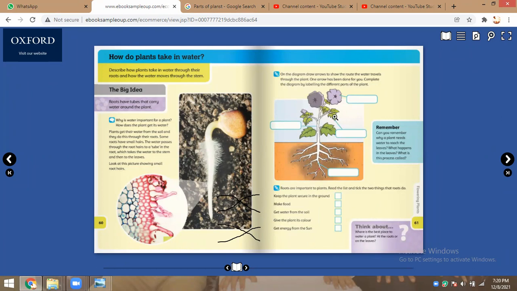This is also easy. Parts of the plants and tasks for the roots. Yes, it's true. Okay, so here, Faisal, for you: roots keep the plant secure in the ground. You will tick and get the water from the soil. These two are tick. The rest of the others are crossed.